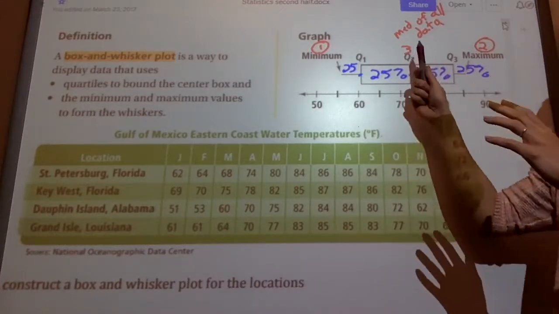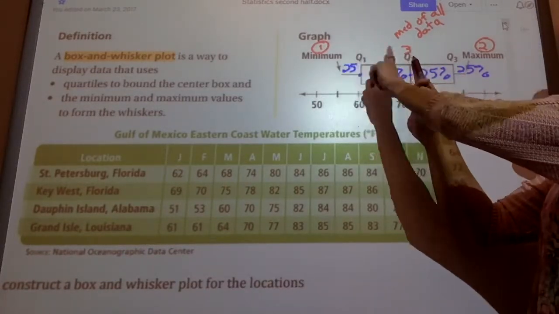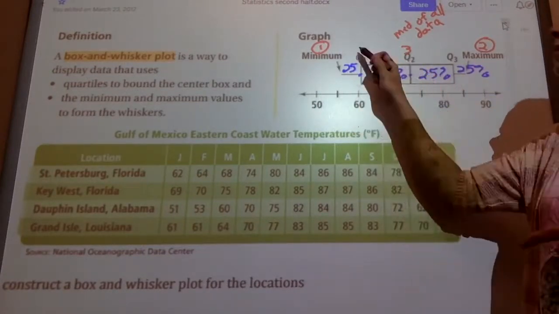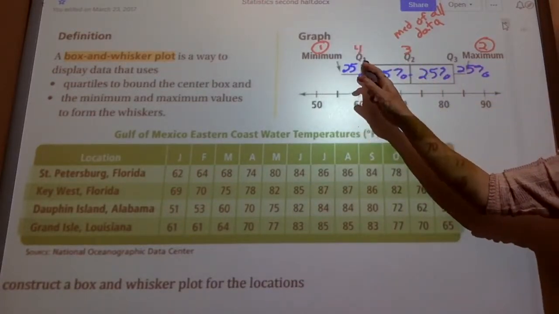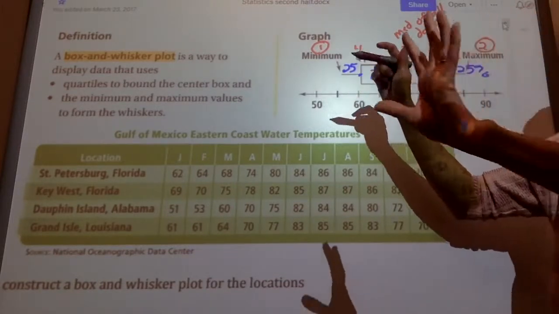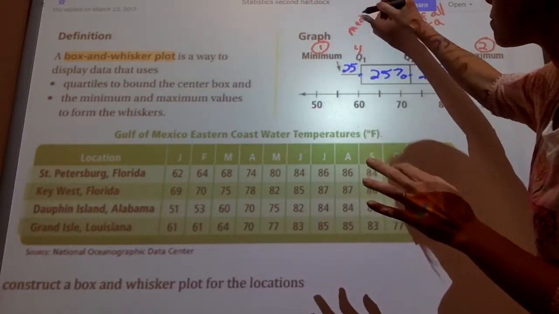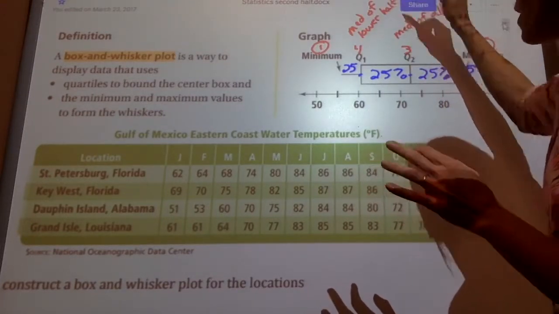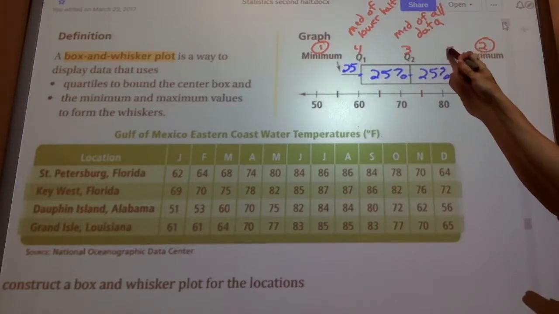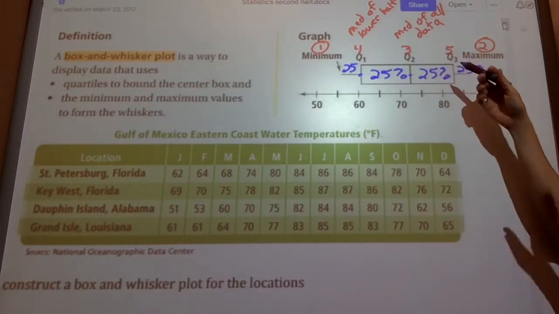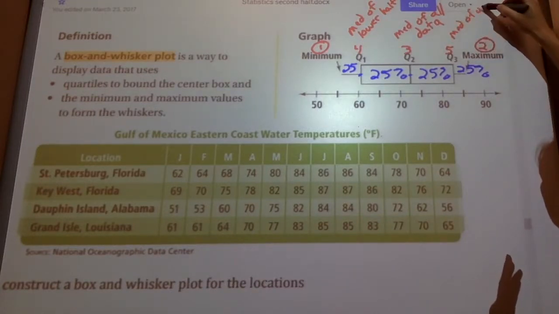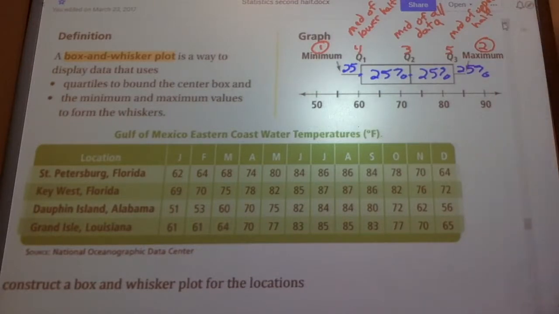By finding this Q2, I now have a lower half of data and an upper half of data. Q1, that's my fourth step, would be finding the median of the lower half. And Q3, that's my last step, my fifth step, would be the median of my upper half. So those are your five steps.